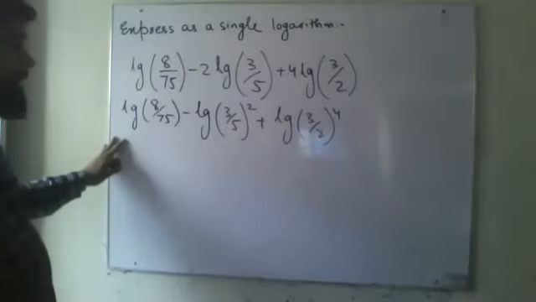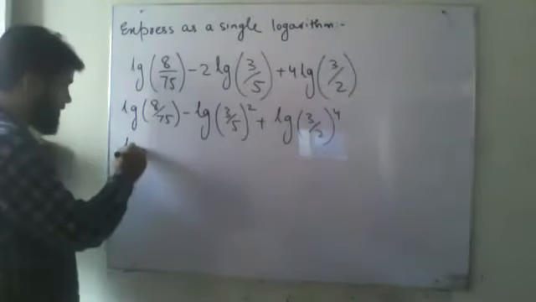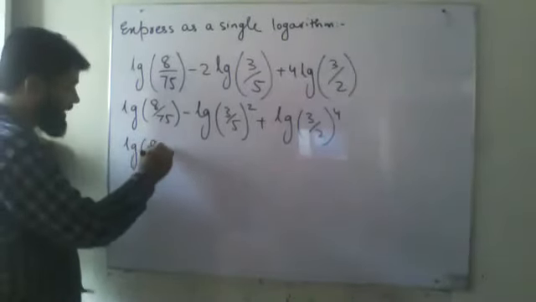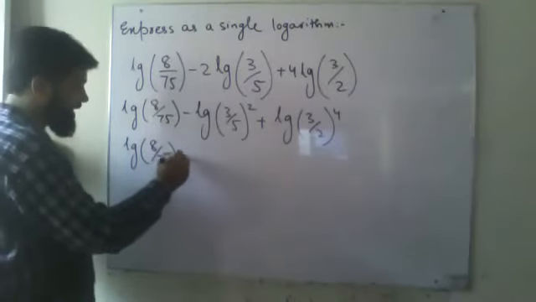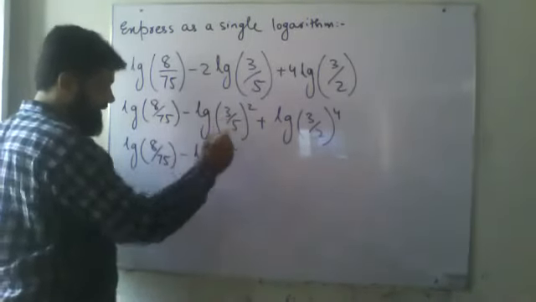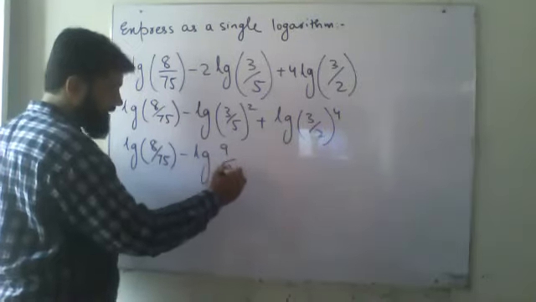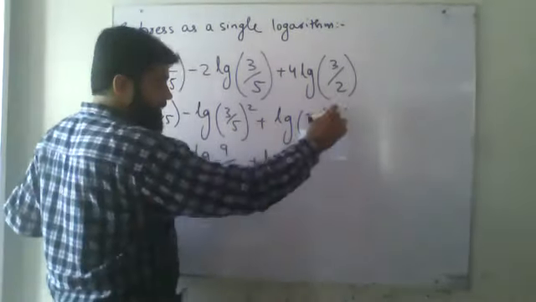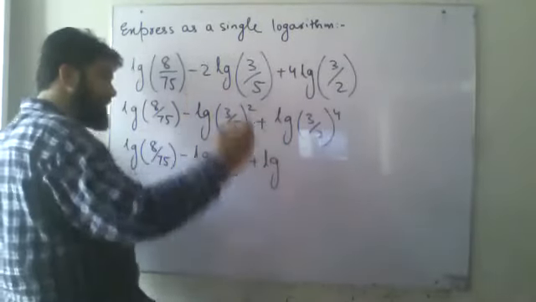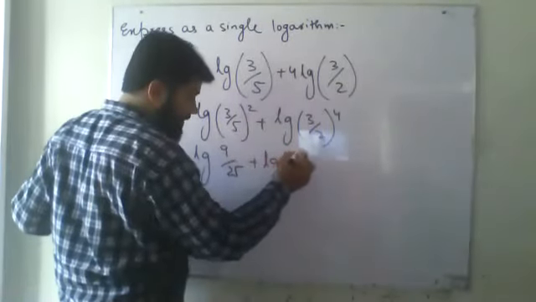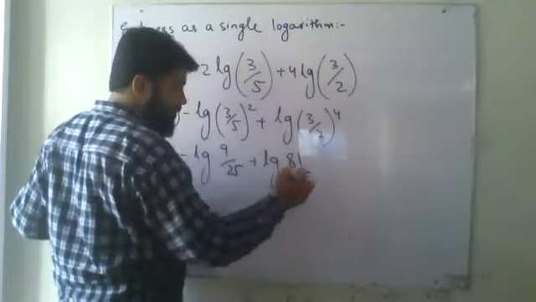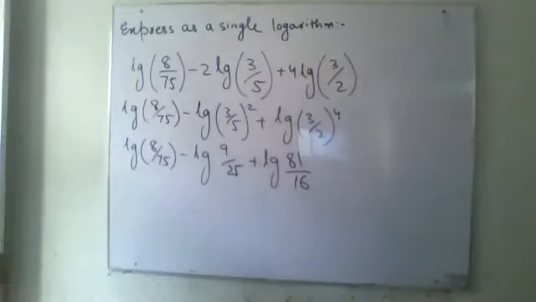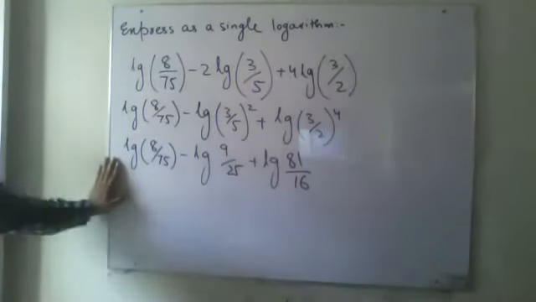Now I'm going to apply my logs. First of all, I'm going to apply the power over here. log 8/75 minus log, this will become 9/25, plus log, this will become 3 threes are 9, 9 threes are 81, over 2 to the 4 is 16. Okay, so this is the thing right now.